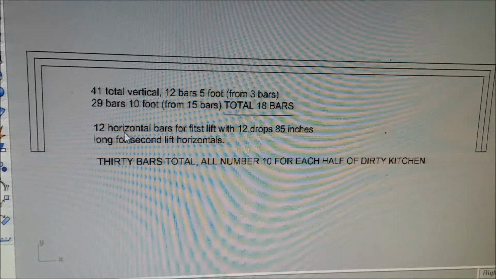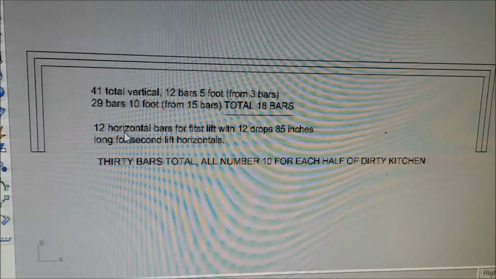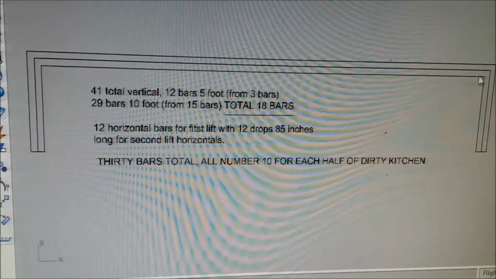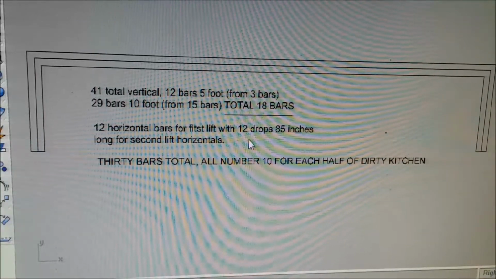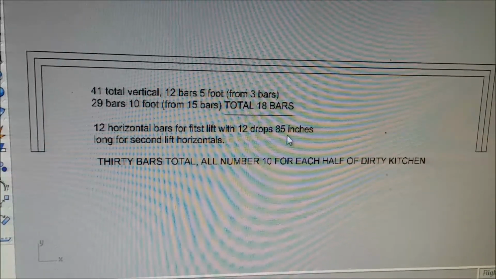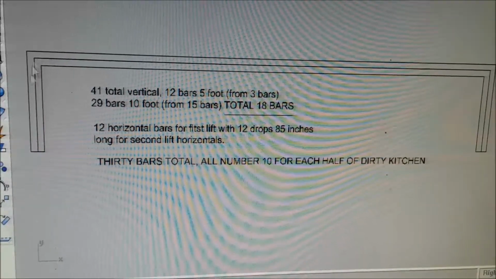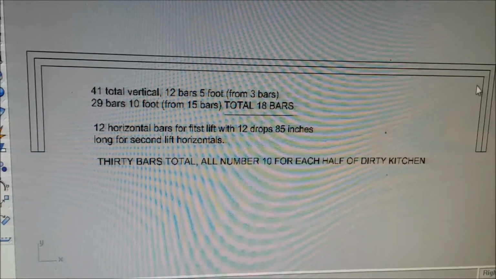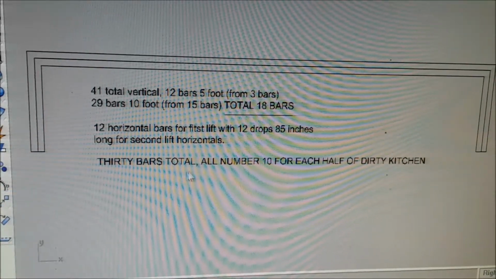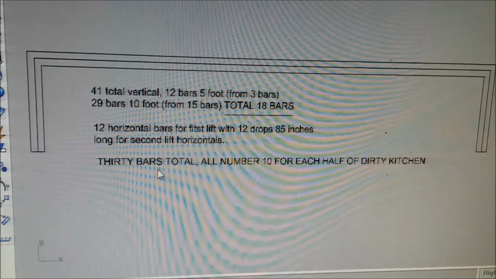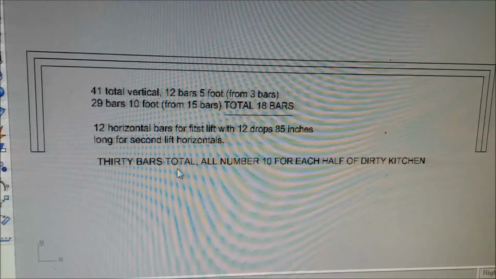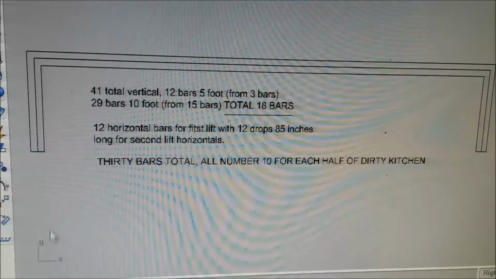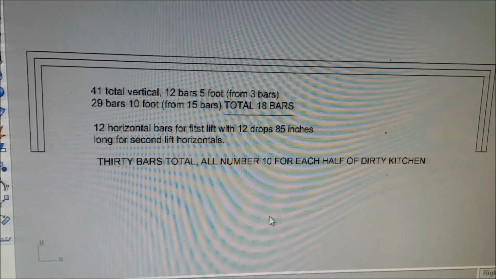Okay, 12 bars for the first lift. Those are horizontal bars, the ones that go around. So it takes 12 of those, and from that you're going to have drops 85 inches long, and they're going to go on the corners up here that are not in the windows. Those are going to be horizontals on the second thing. So the total is 18 plus 12 is 30 bars for each half of the dirty kitchen, so to speak. 30 bars on this side, and the mirror image of it would be another 30. This chunk of concrete gets 60 bars in it.